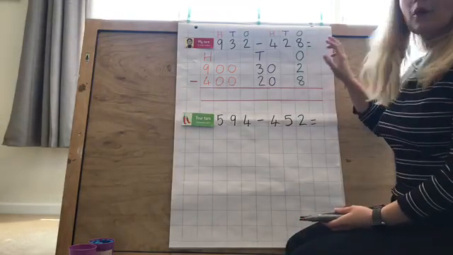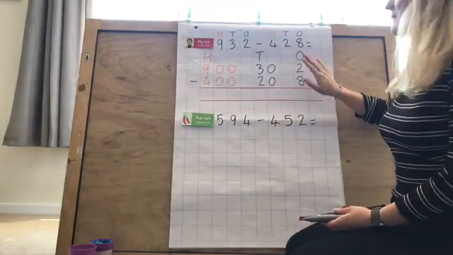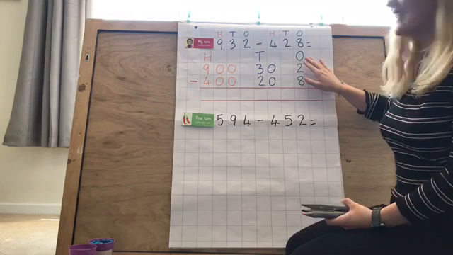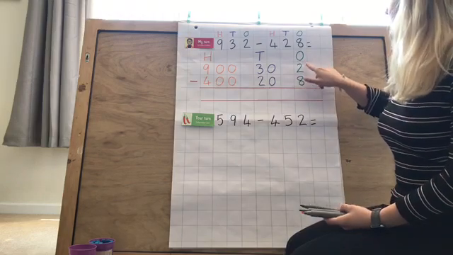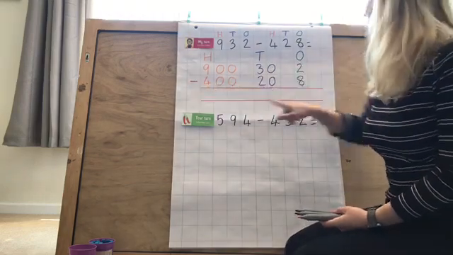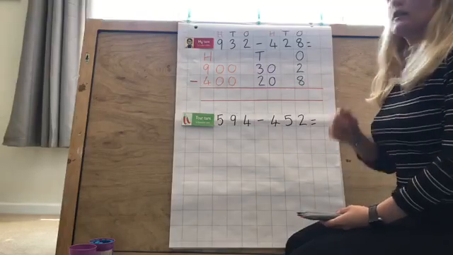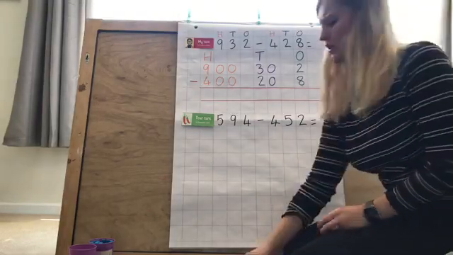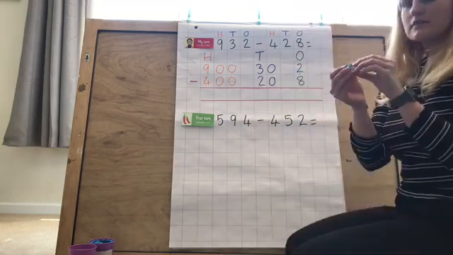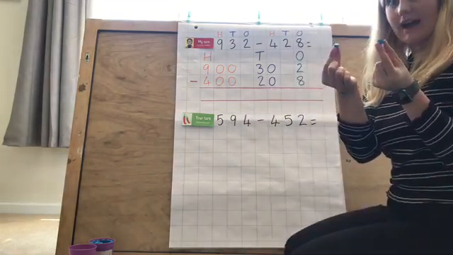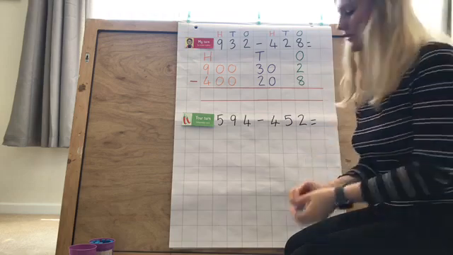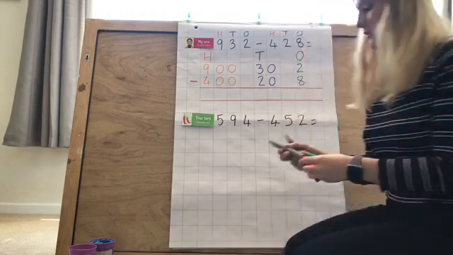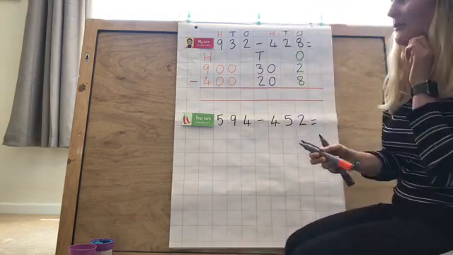Now, I always start at my ones. My class know that because I always stress it a lot. So, we're going to start with 2, take away 8. Oh, that's a bit of a problem. If I've got 2 ones, how am I going to take away 8? No, I can't do that. So, some of you might remember what we have to do. Can you tell me?